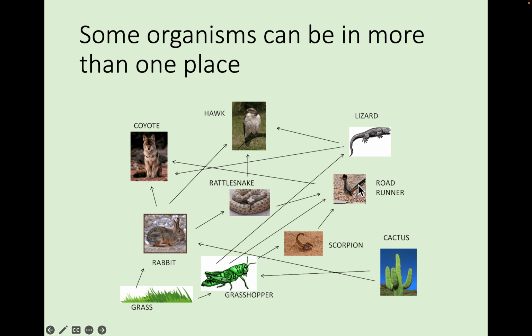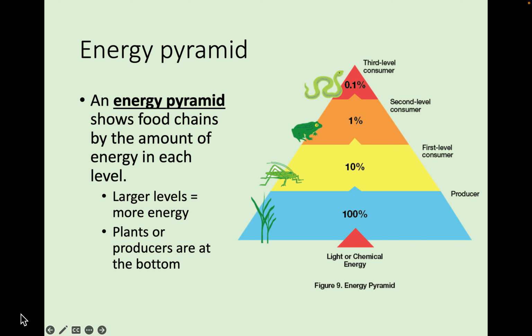And that's okay, because in real life, it's not very neat and clean. It tends to get messy. Things are eating other things. An energy pyramid is another way that we can show these food chains and food webs. It's just in a triangle shape. So the bigger levels would have more energy. Plants are at the bottom, and we lose some energy as we move up. These are all just different ways to show the same way that energy is flowing through an ecosystem.